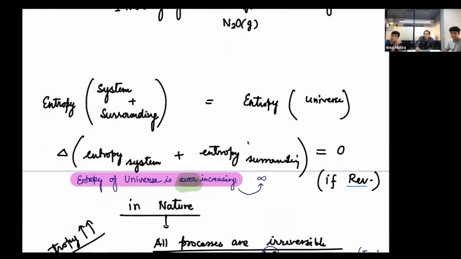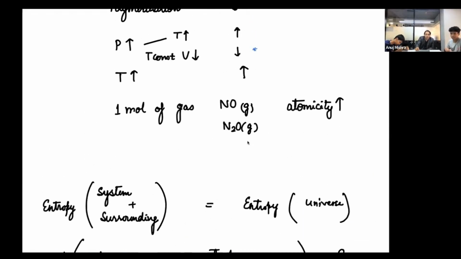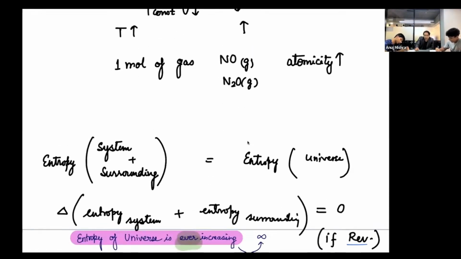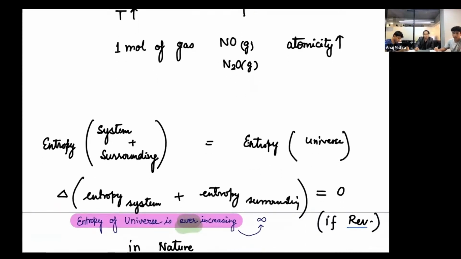So entropy of system plus entropy of surrounding is entropy of universe. Right, on this point. Entropy of system plus entropy of surrounding is entropy of universe. So basically, system plus surrounding is universe. Okay. Note on point 1. Entropy of system plus entropy of surrounding is entropy of universe. Change in entropy of system plus change in entropy of surrounding is zero if it is a reversible process.